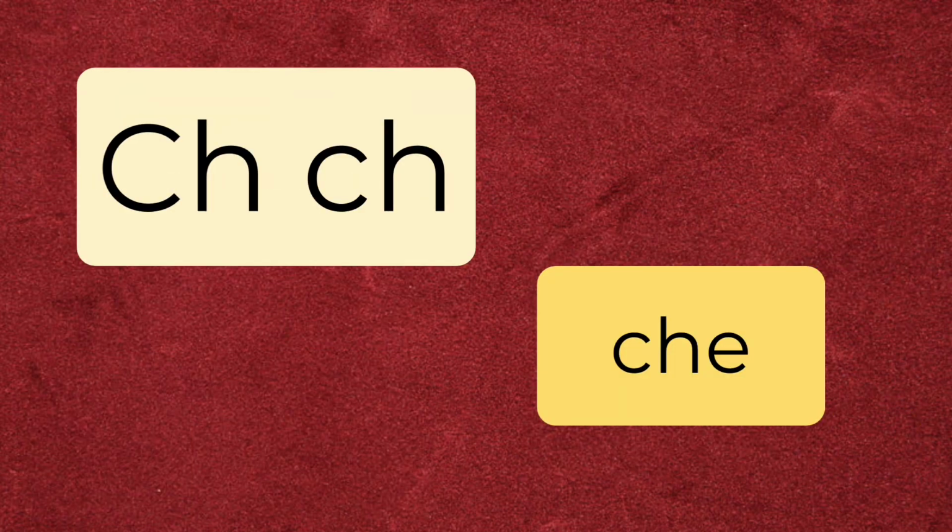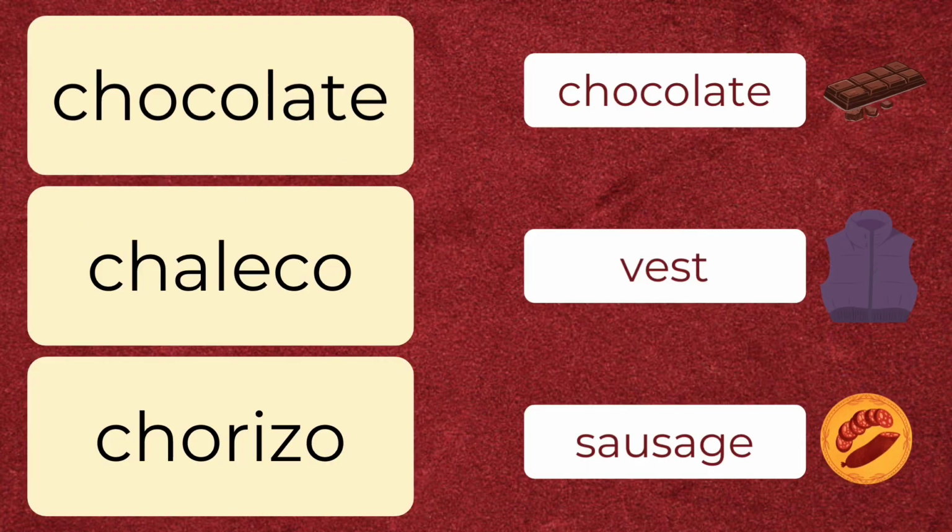While this is not an official letter anymore, CH, also known as che, is very common in Spanish, and it sounds like this: ch. For example, chocolate, chaleco, chorizo.